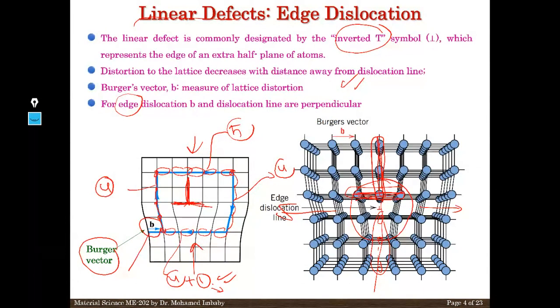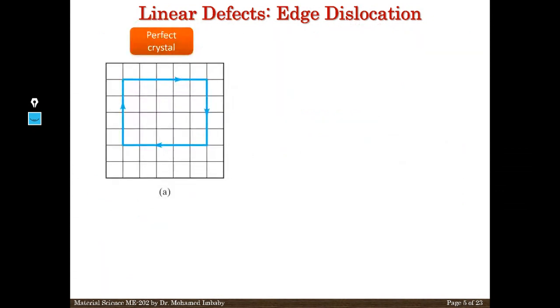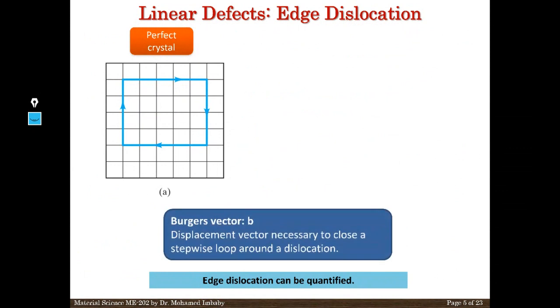Okay, we have 3 types: edge, screw, and mixed between them. The edge is very simple. We have an inverted T, as you've seen it here, and we can count what is the distortion by the Burgers vector. Okay, let me go ahead. If you look at here again, edge dislocation, we have Burgers vector B supposed to be 0. There is no defects here.